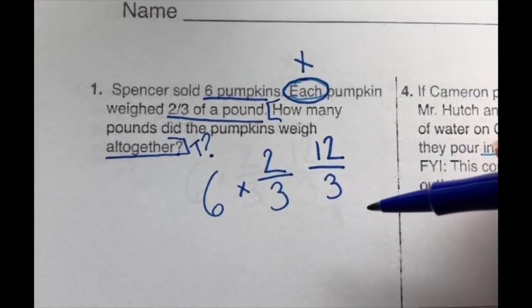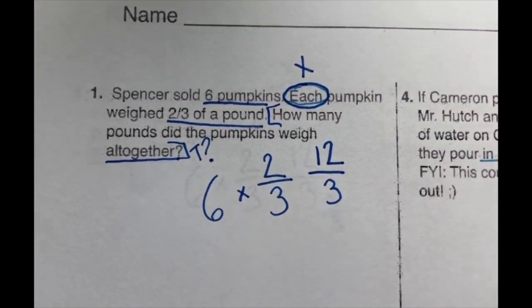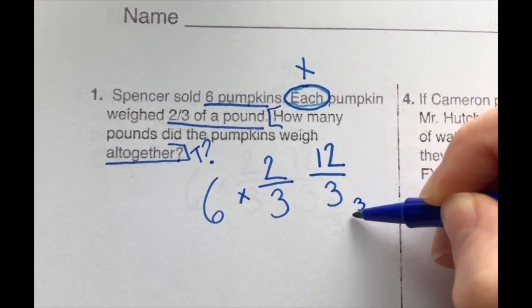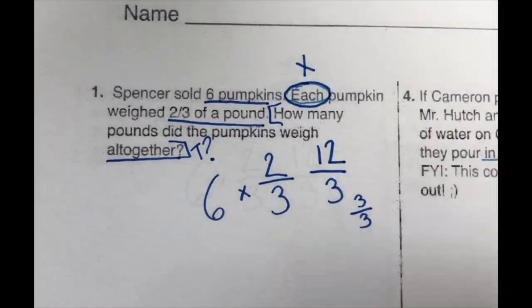So 12/3 we know is an improper fraction, but you guys know how to make it a proper fraction. So you'll name that whole. So in this case, it's 3/3. So once you know the whole, you'll be able to make it into a proper fraction or a mixed number.